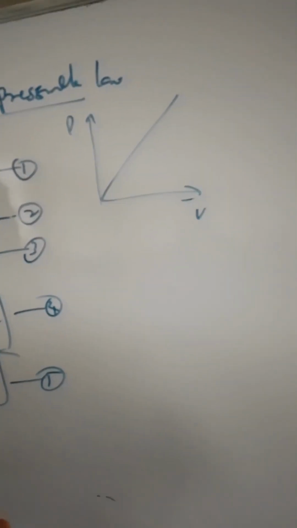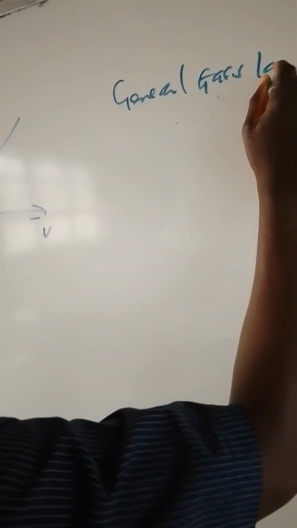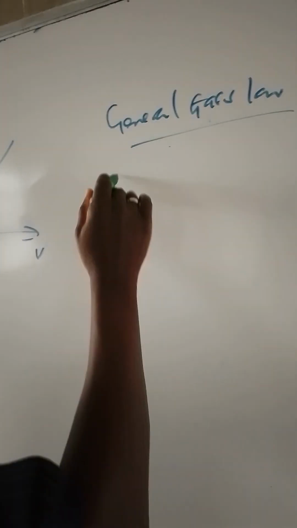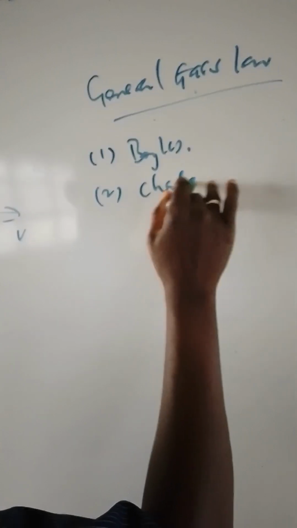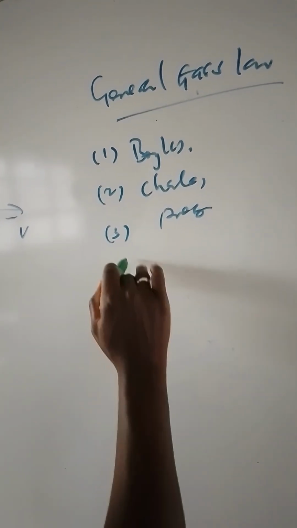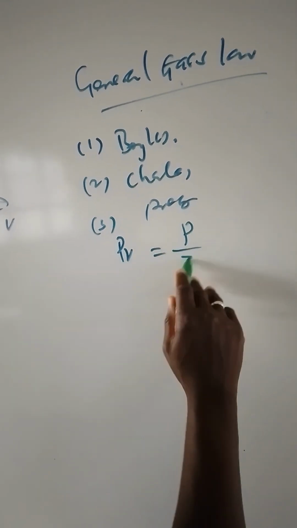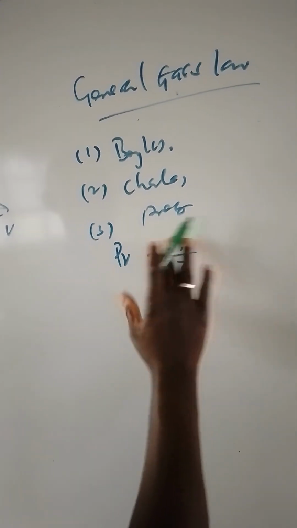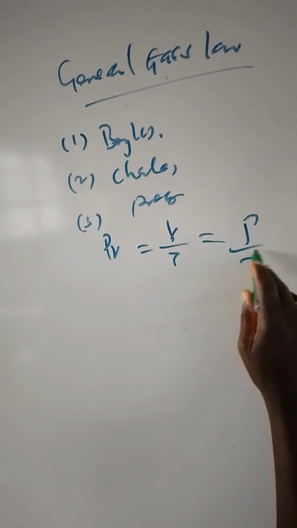We now proceed to the general gas law. The general gas law can be obtained from Boyle's law, Charles's law, and also what? The pressure law, respectively. The formula for Boyle's law is PV, the formula for Charles's law is V over T, while the formula for the pressure law is P over T.